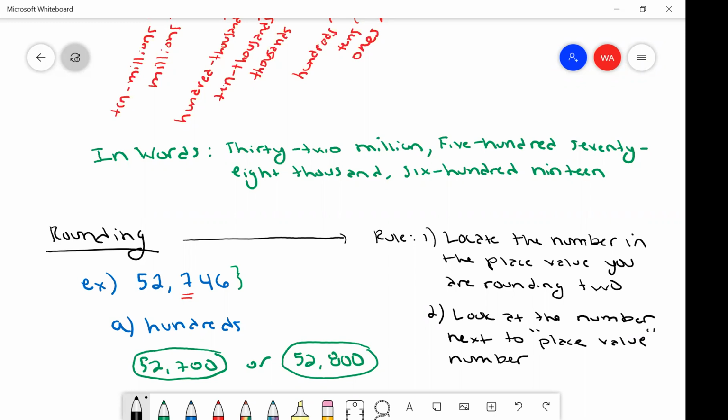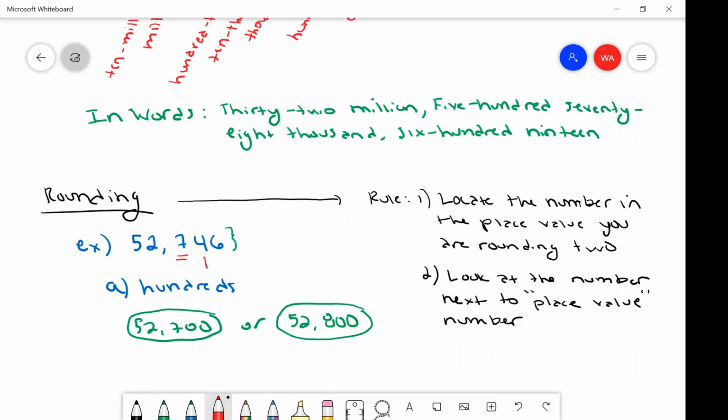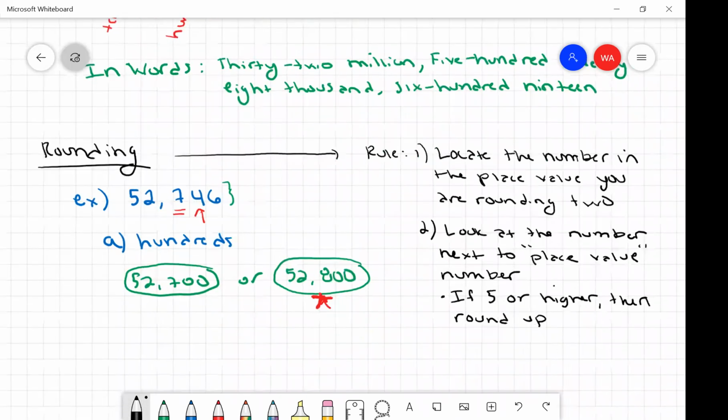Okay. If that number, which in our problem, the number next to the 7 would be the 4 here. If that number is 5 or higher, that means we believe that this overall number needs to be rounded up. Then round up. In other words, we would be saying that 52,746 is closer to this one if the number next to the 7 is 5 or higher. In this case, though, it happens not to be. It falls into the other category.